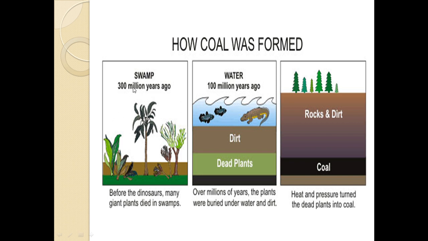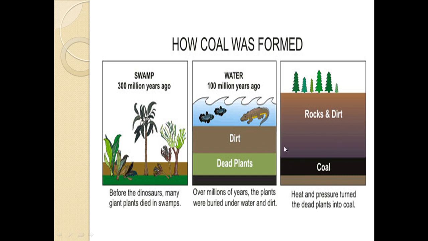So around 300 million years ago, before the dinosaurs, many giant plants died in the swamps. Then over millions of years, that is around 100 million years ago, the plants were buried under water and dirt. Here you can see the layer of dead plants. Above the dead plants there is a layer of dirt and a layer of water. Due to tremendous heat and pressure, the dead plants turned into coal. So in this way the coal formation took place.